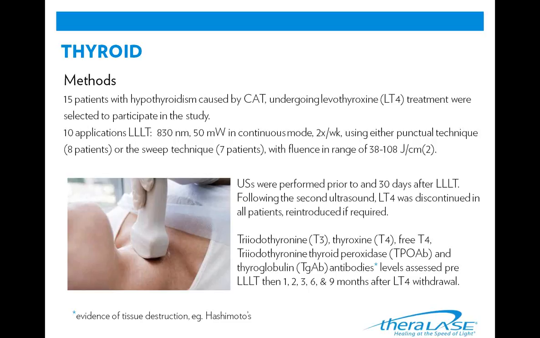And finally, they looked at the different hormone levels, the T3 and T4 hormone levels. They also looked at antibody levels, which are sometimes evidence of tissue destruction. So they wanted to see if there was continuous tissue destruction. And this was a long-term study. They looked at these levels 1, 2, 3, 6, and 9 months after they had taken away the synthetic hormone treatment.